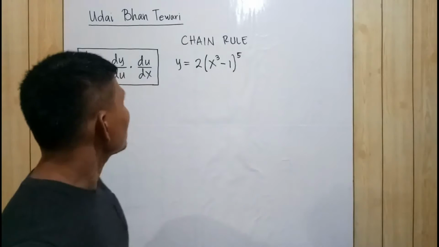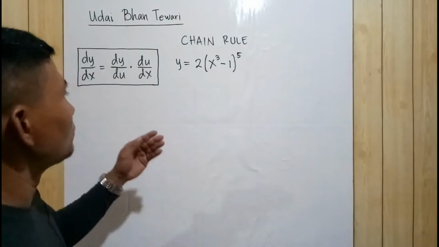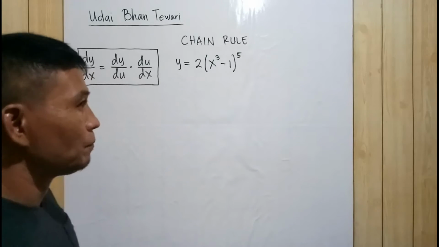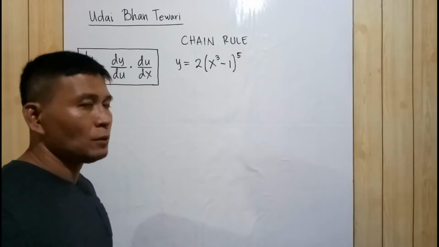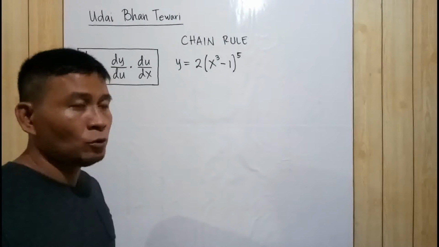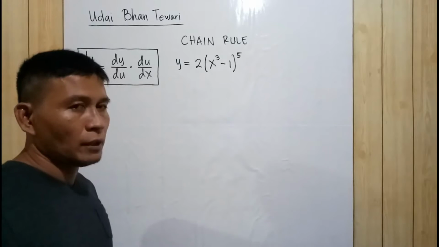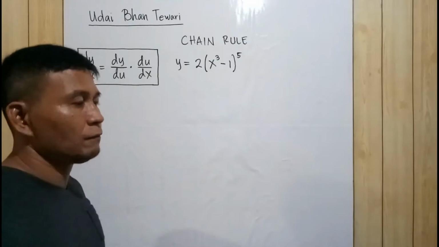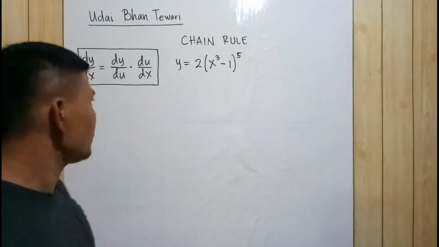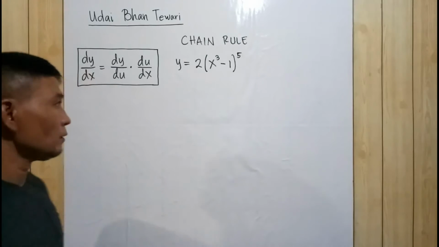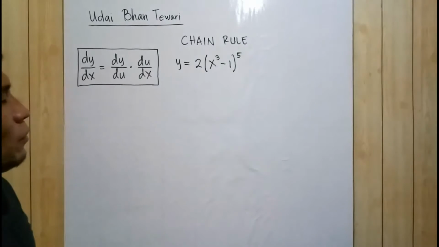So the chain rule follows the pattern of, if you are given a function y and you are told to differentiate it in terms of x, the chain rule makes use of another variable u, and then differentiates y in terms of u and multiplies that to the differentiation of u in terms of x. So just like what you see here on the board, this is the pattern followed in chain rule. Anyway, I will show you how to do it.